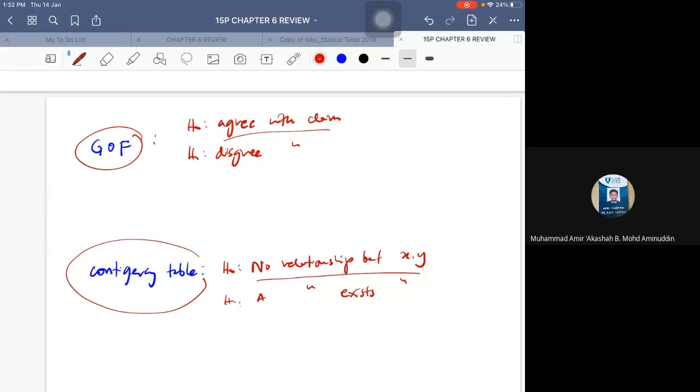Does this answer your question? Yes, thank you. I'm always confused like this. Thank you, Miss. Don't be confused, they are two different things: goodness of fit and contingency table. Anything else?